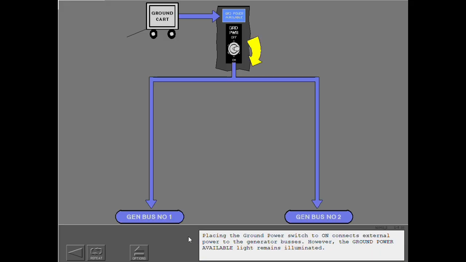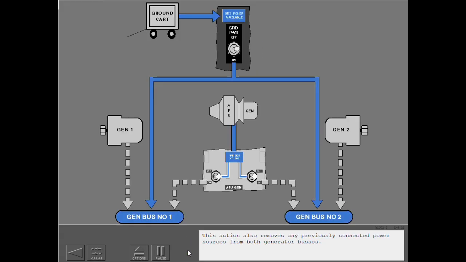Placing the ground power switch to on connects external power to the generator buses. However, the ground power available light remains illuminated. This action also removes any previously connected power sources from both generator buses.